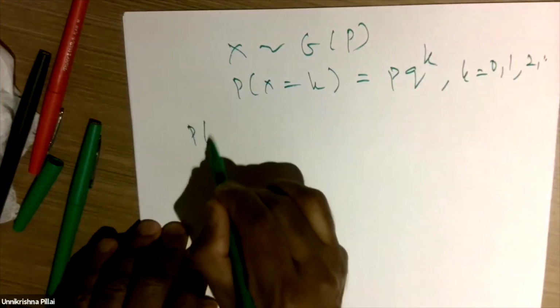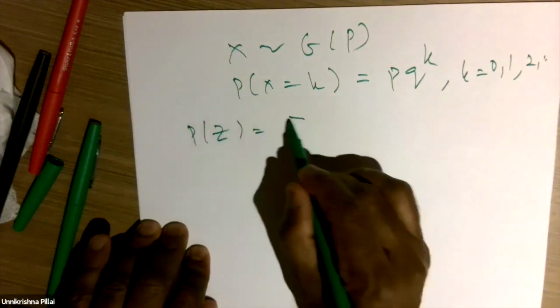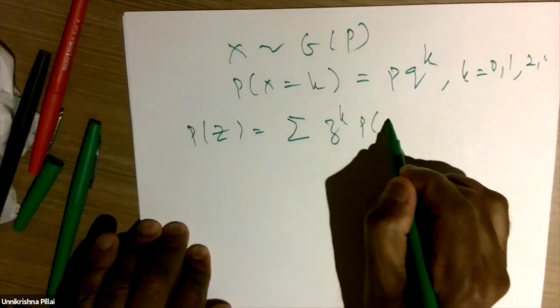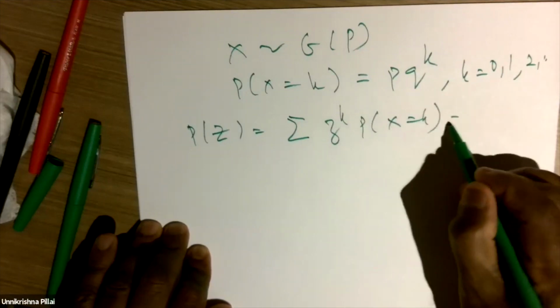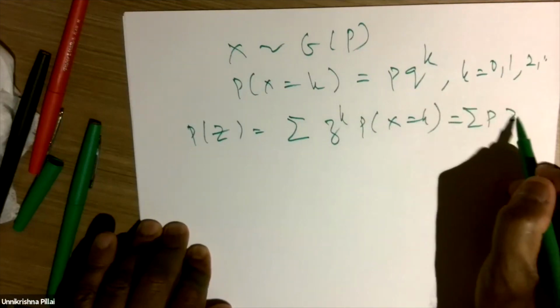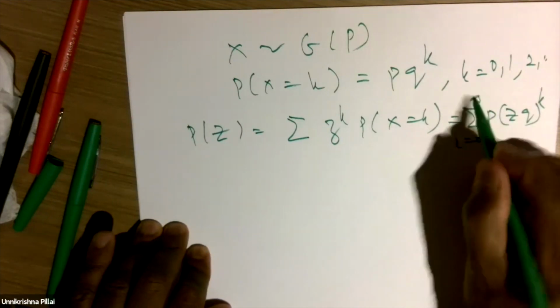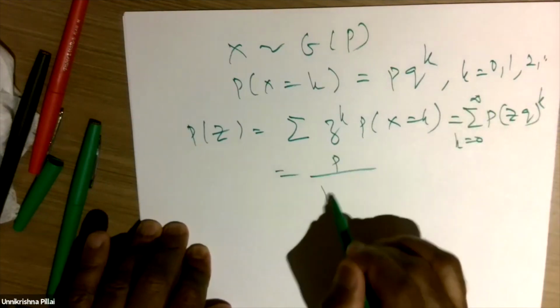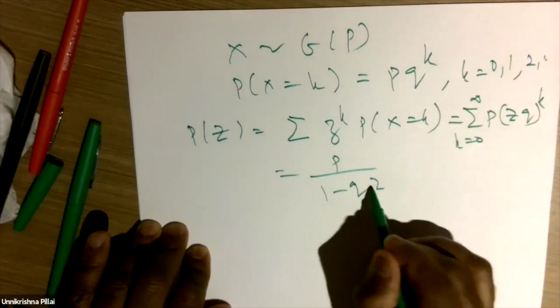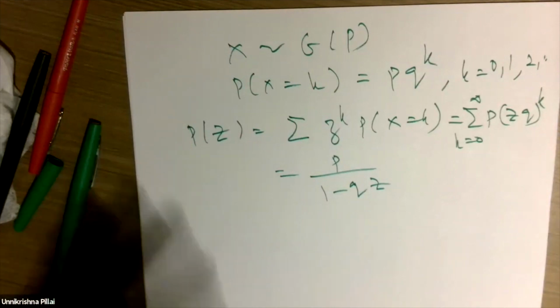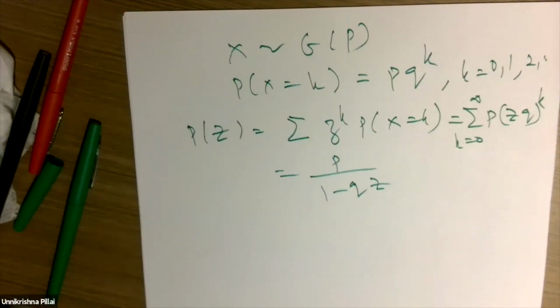So let's find the moment generating function. That is the sum of z to the power k times the probability of X equal to k. So that's the sum of p times (zq) to the power k, right? K equal to 0 through infinity. So that is p over 1 minus qz. Now the p you can pull outside, right? So you need to know all these simple simplifications.